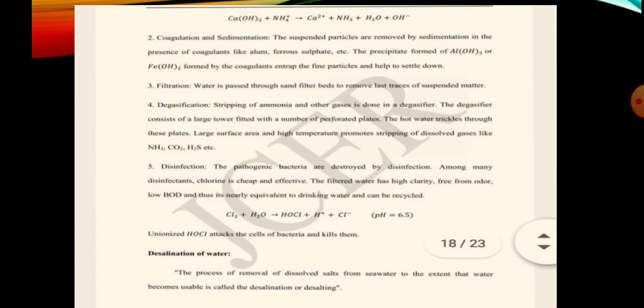Next, desalination of water is the process of removal of dissolved salts from sea water to the extent that the water becomes usable. Desalination means removal of dissolved salts. Whenever dissolved salts are there in the sea water, you have to remove them and use it as usable water. That is called desalination or desalting.